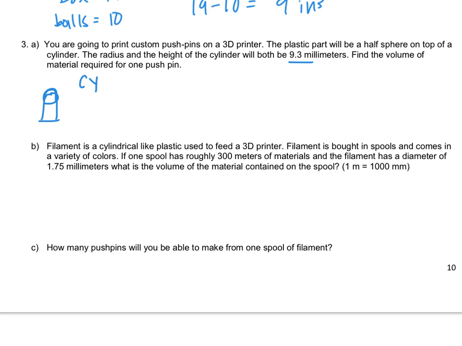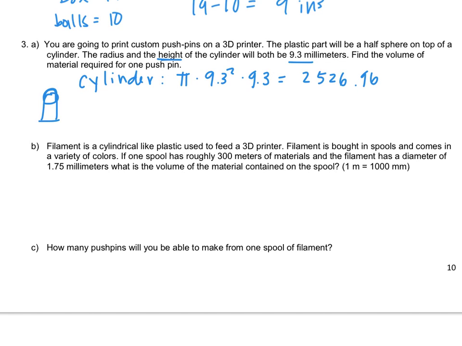So let's do the two parts separate here. Let's do our cylinder, and then we'll do the half sphere. So cylinder is pi r squared times height. So pi times the radius squared. And then it says the height is the same as the radius, so I'm going to do another 9.3. So we get 2526.96.